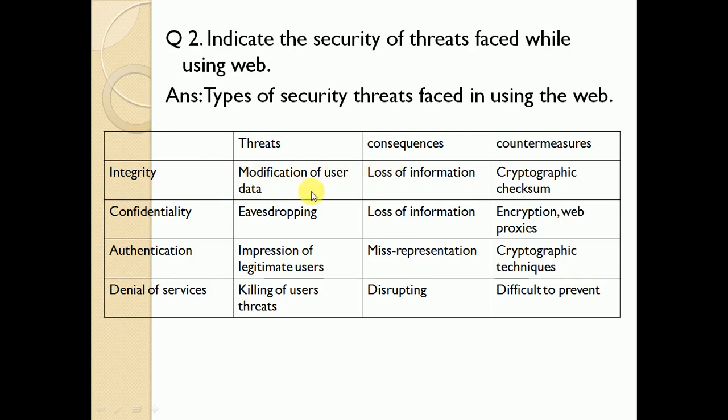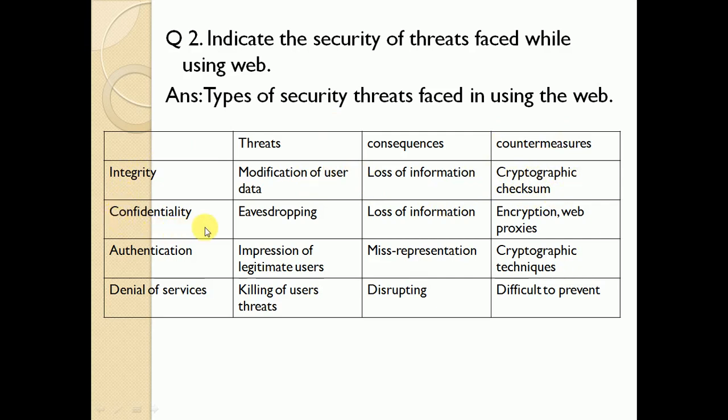And if it is modified, then what consequence do we have to face? Loss of information. If the data is modified, then you cannot get the original information. And how can you measure that, or what are the countermeasures? By the cryptographic checksum algorithm. Okay. Second is confidentiality.